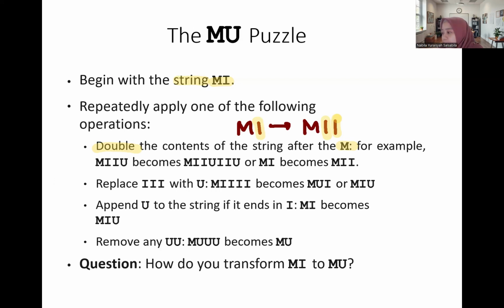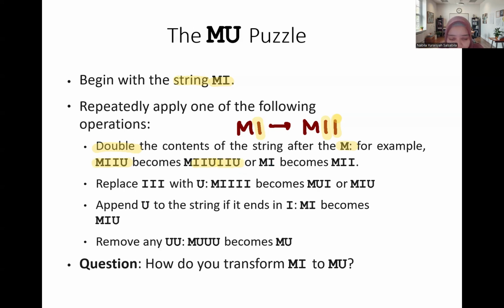But what if we have another example here? Here we have MIU. So what should we do? We need to double the content IU. So it becomes MIUIU. Okay.